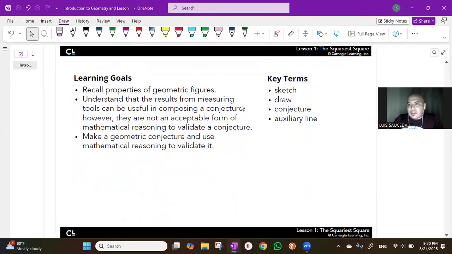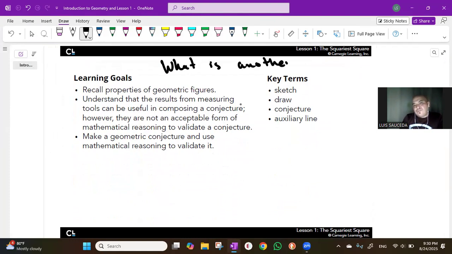So overall, the learning goal here is to recall the properties of geometric figures. So right now we're working with squares, but what other figure do we seem to be working with as we work through the lesson? Not another property, but another figure. Now we may not notice, but there is another figure. So what is another figure we are seeing?